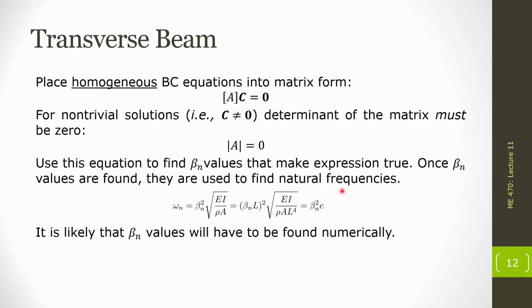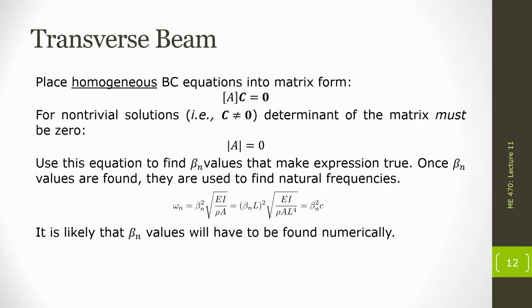So we're going to get a list of betas that we're going to solve using a root solver, probably in MATLAB or some other software. And once we have our beta values, we're going to be able to square them, multiply it by the C, and that is going to then give us the natural frequencies of our beam. And that's for analytic solutions where we will stop for this course.